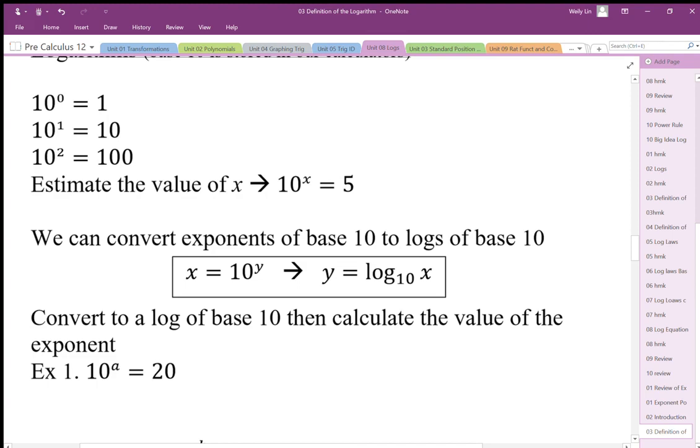Now, if I were to estimate a value for 10 to the power x equals 5, well, I know 10 to the power 0 is 1, 10 to the power 1 is 10. So if I were to estimate this, I'd say maybe x is somewhere between 0 and 1, I don't know, 0.5. Okay, so I can test this in my calculator. I can go 10 to the power 0.5, and I get 3.16. So 10 to the power 0.5 is approximately 3.16. So it's probably somewhere bigger than that, maybe 0.6, 0.7, somewhere around there.